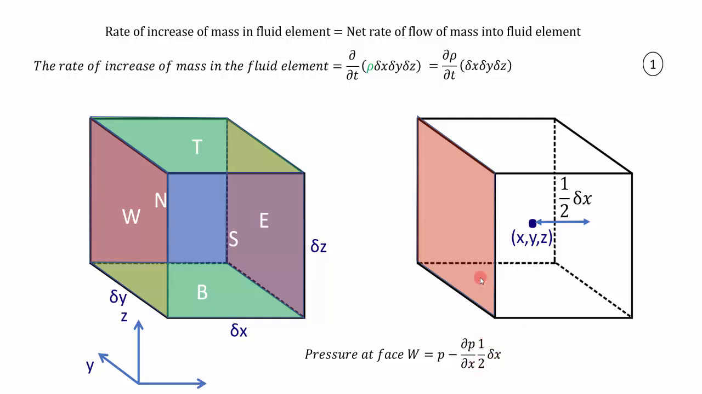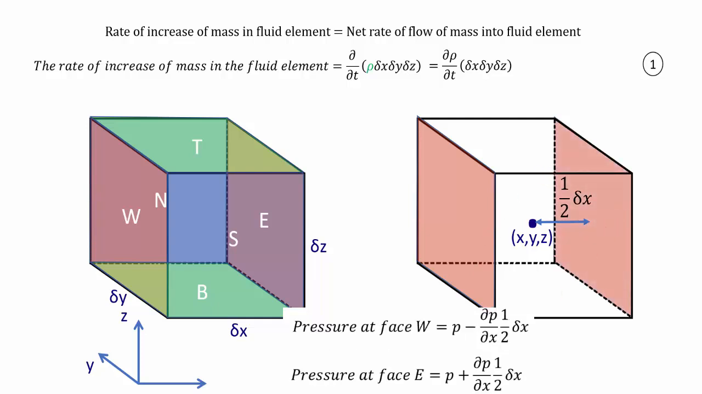Similarly, for the pressure at the wall on the east side, we can write the same as the pressure plus dou P by dou x, that is, the change in pressure with respect to the x-axis.